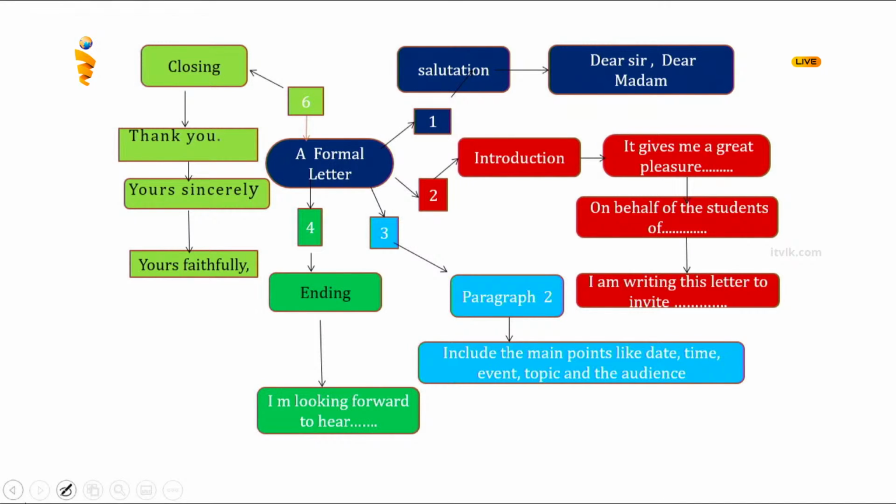Then the green box. Number 4, ending. I'm looking forward to hear.